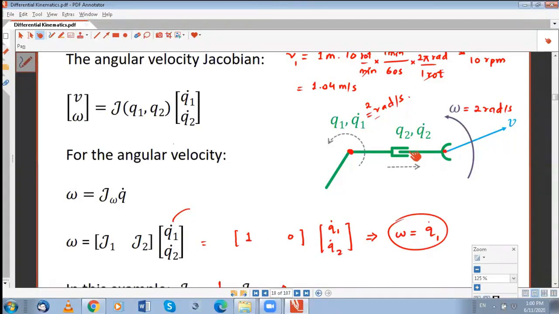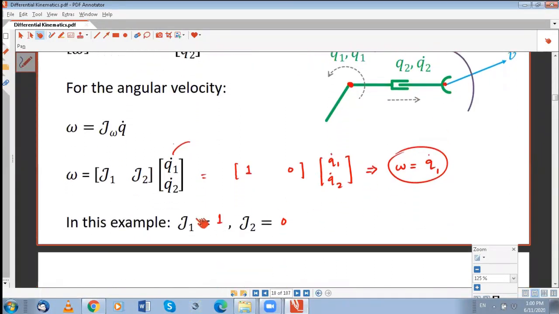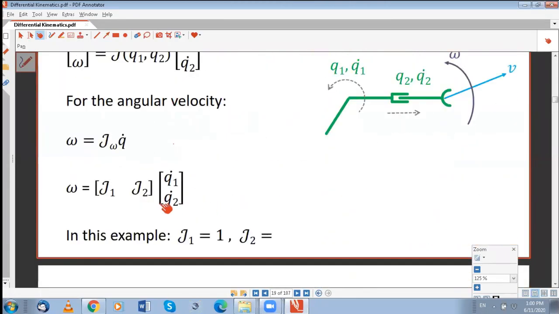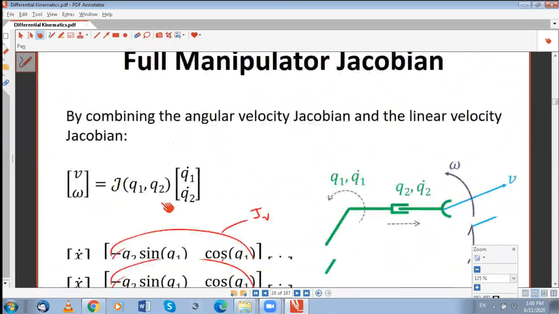Q2 dot is linear motion. It's not contributing to the angular motion of the end effector. So this part is pretty straightforward. J1 is 1 and J2 is 0. In fact, this should be J31 and this should be J32, because the previous 2 rows we already found above. Okay, so bringing everything together, our Jacobian will look like this.